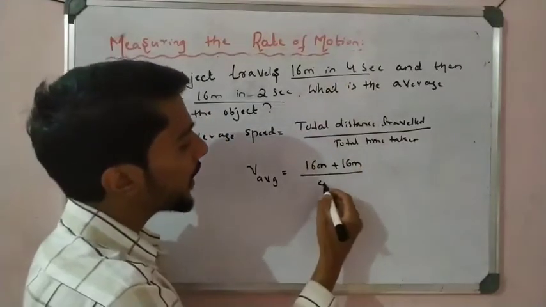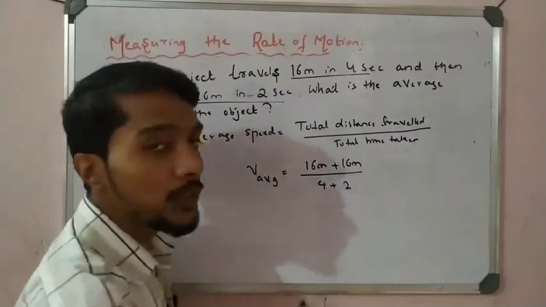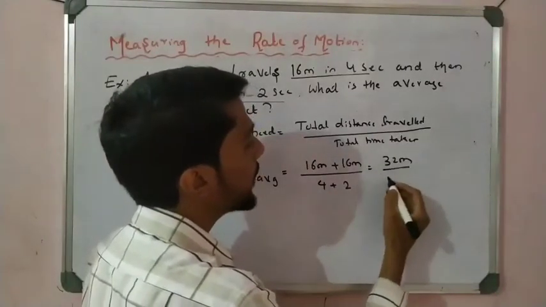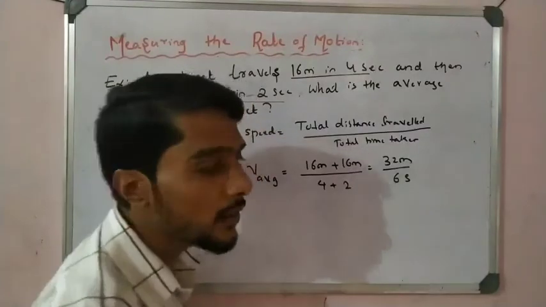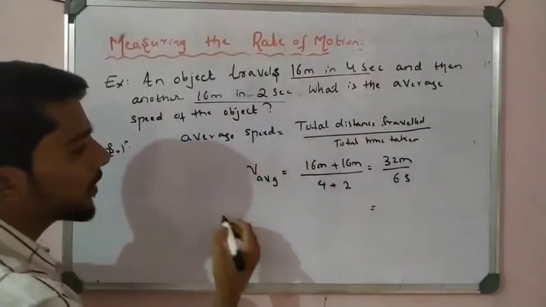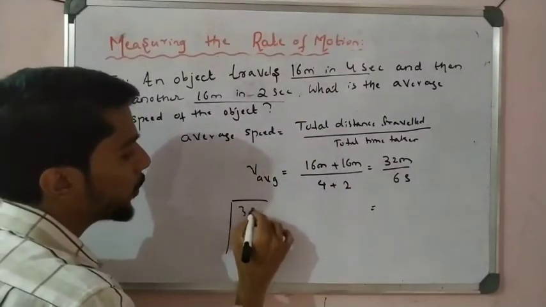First 4 seconds, then 2 seconds, total how much? 6 seconds, right? So total 32 meters traveled and total 6 seconds taken. So what is your answer? How much is it? We calculate 32 divided by 6.